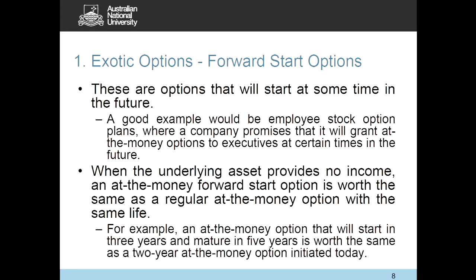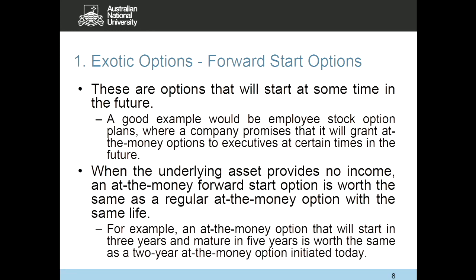Forward start option. A forward start option is a type of option you get today, but the option will not come alive until 2 or 3 years' time. The best example of a forward start option is an employee stock option. Usually companies' executives are granted at-the-money options. However, they cannot do anything with those options for the first 5 or 10 years. Okay? So they only come alive after a certain period of time.